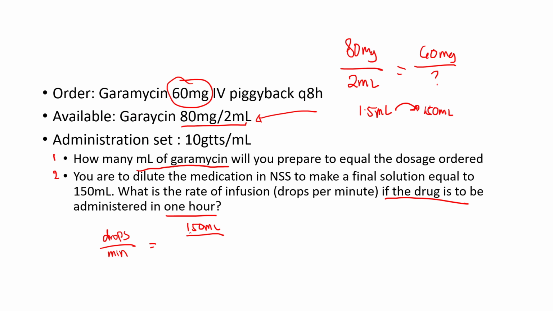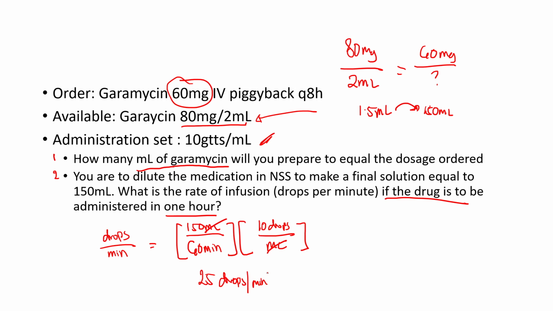And the duration is 60 minutes. The administration set is 10 drops per ml. The ml will cancel out: 150 divided by 60 multiplied by 10. You have 25 drops per minute. So you will finish the whole solution in 1 hour with a rate of 25 drops per minute.